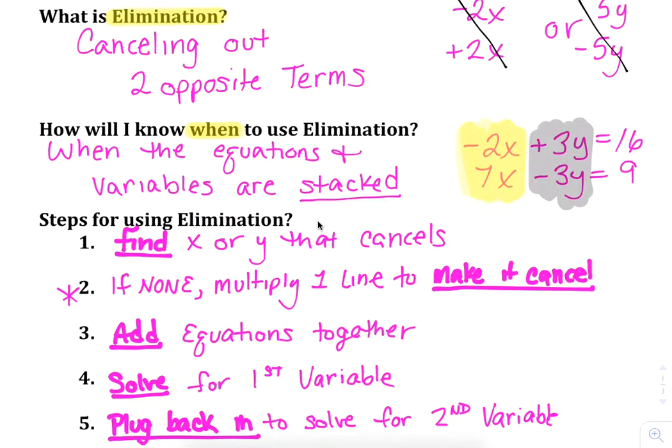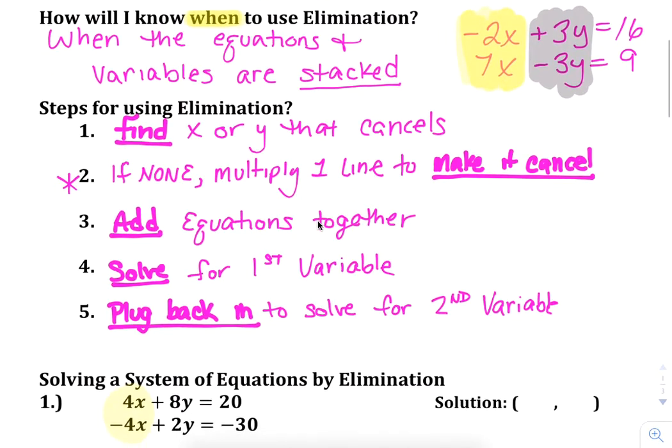Perfect. So how will you know when to use elimination instead of substitution or graphing? Well, when you look at equations and they're stacked up, like the x's are on top of each other, the y's are on top of each other, your equals in the same spot, that is going to be elimination. Now, you might have something that already cancels. You might have to make it cancel, but it will still be elimination, okay?